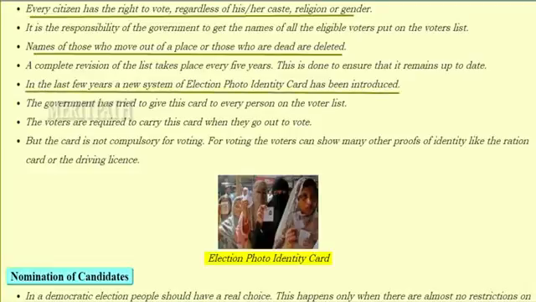In the last few years, a new system of election photo identity card has been introduced. Government has tried to give this card to every person on the voters list. Voters are required to carry this card whenever they go out to vote. But the card is not compulsory for voting. For voting, the voters can show many other proofs of identity like the ration card or a driving license. In this image we see the election photo identity card.